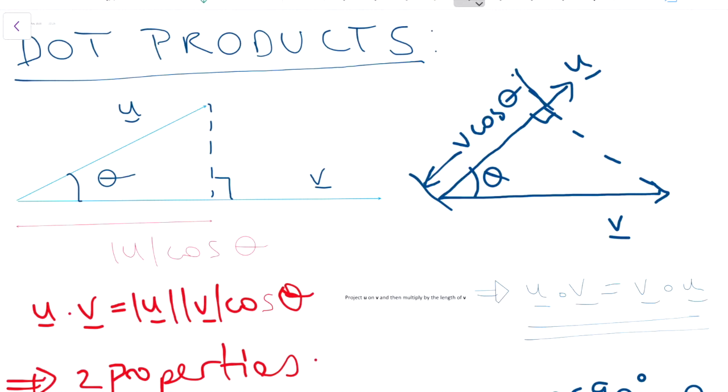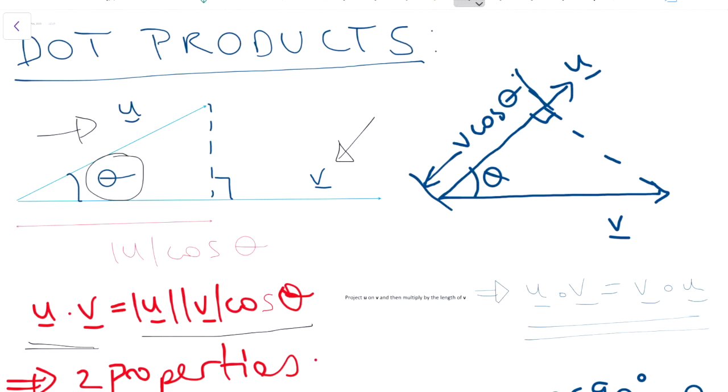Okay, so we have two vectors, u here and v. They have an angle theta between them, which is denoted here, and we define the dot product as u dot v equals the magnitude of u times the magnitude of v times cosine of theta.